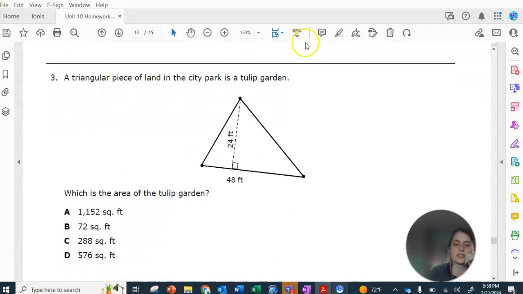Triangular piece of land, what's the area? Ooh, I hope you have your purple star chart, but just in case you don't, the area of a triangle is half of the base times the height.